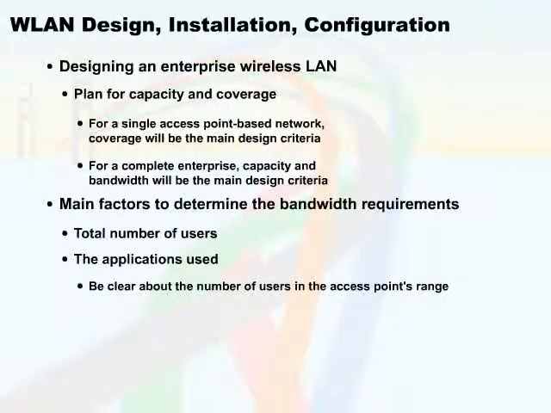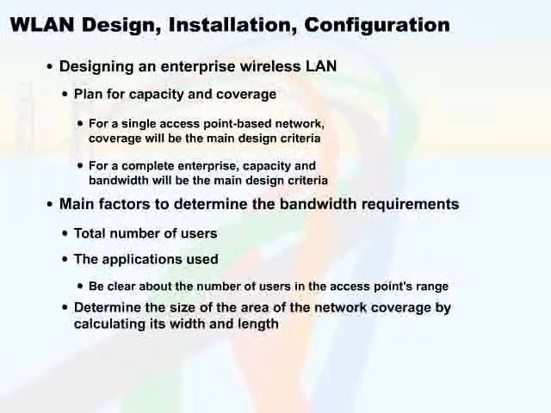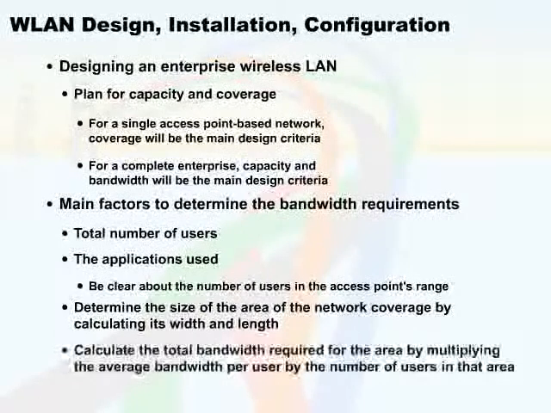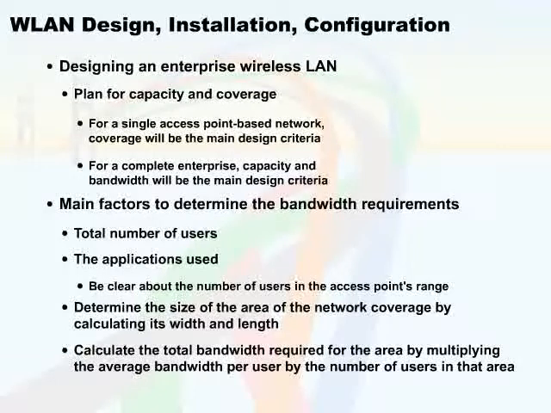The next consideration while designing your wireless LAN will be to determine the size of the area of the network coverage by calculating its width and length. You can divide the building into multiple areas or departments on the basis of their bandwidth requirements. For example, the production department may require more bandwidth than the sales and marketing department, and areas like conference rooms or lab rooms may require high bandwidth. You can calculate the total bandwidth required for the area by multiplying the average bandwidth needed per user by the number of users in that coverage area.